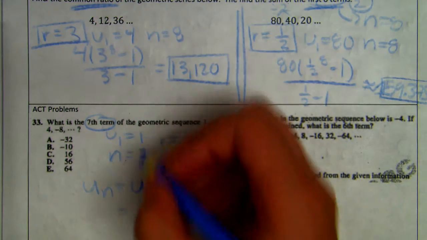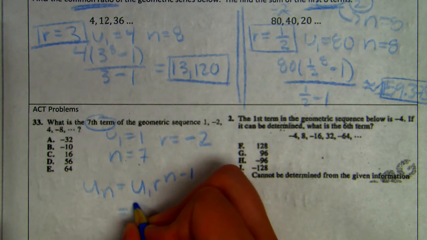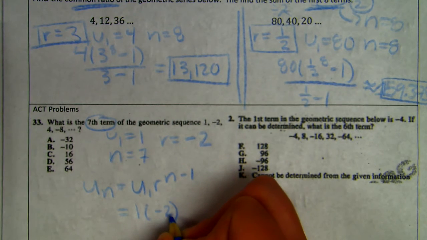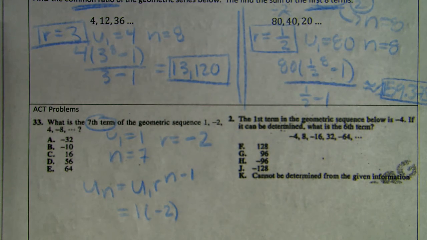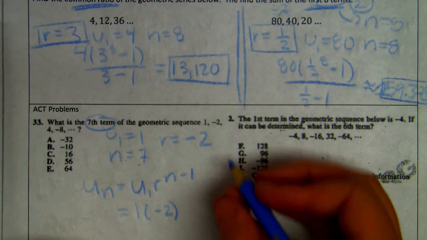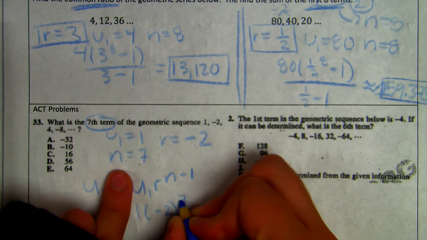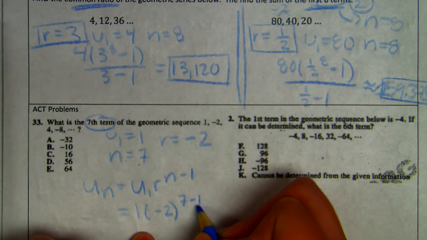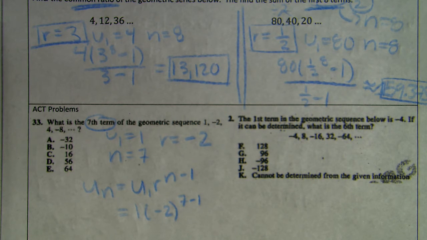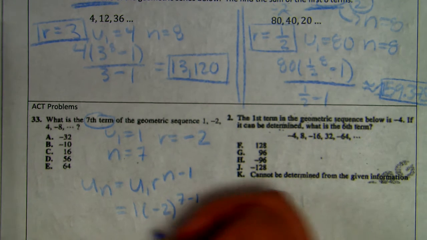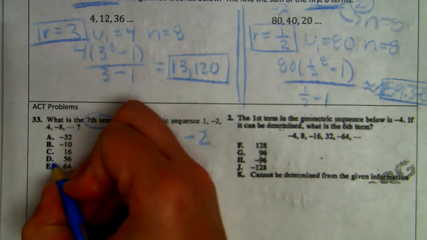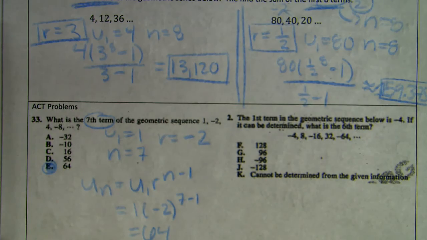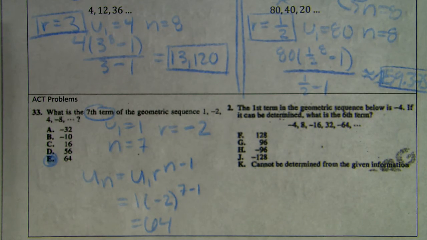So now I'm going to fill in my numbers for this formula. u1 is 1, r is -2. Remember those parentheses, otherwise the negative is just going to stay outside of our exponent. To the n minus 1, so that's 7 minus 1. And remember that for this formula, the minus 1 does go in the exponent. So we have -2 to the 7 minus 1, and that gives us 64, which is answer choice E. I'll scooch it up a little bit so you guys can see.